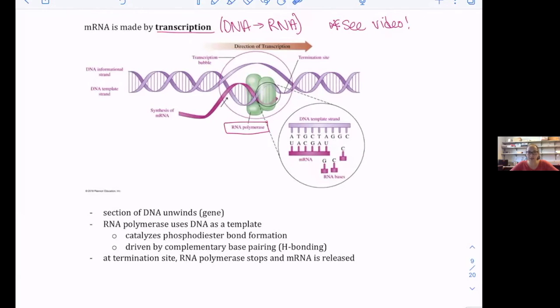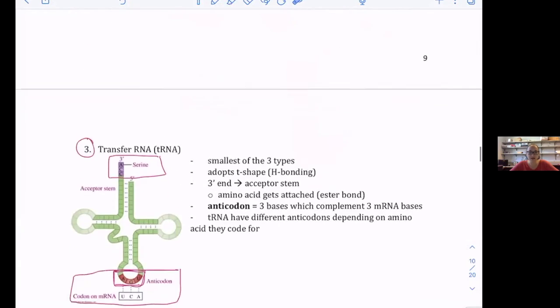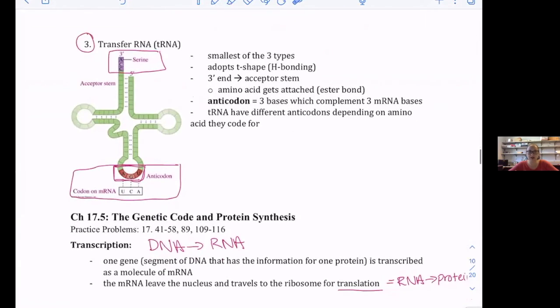And then at the termination site, RNA polymerase stops and the mRNA is released. Once it gets to the point where it decides to stop, the RNA is released and your DNA just winds back together as it goes. Our last type of RNA is called tRNA, or transfer RNA.